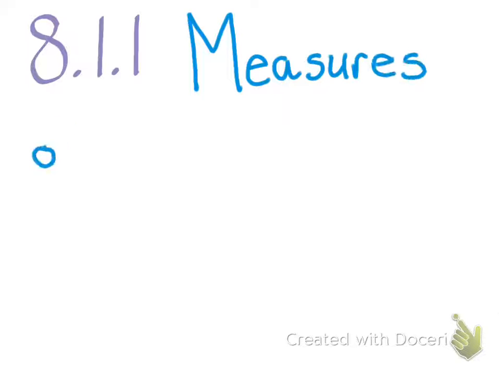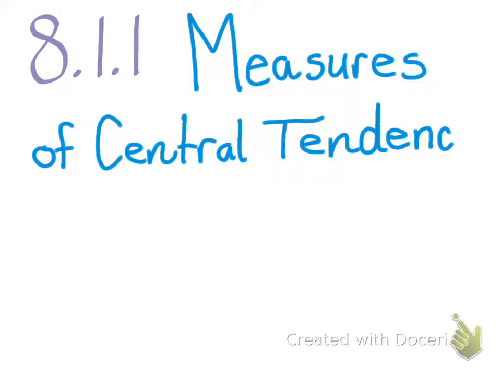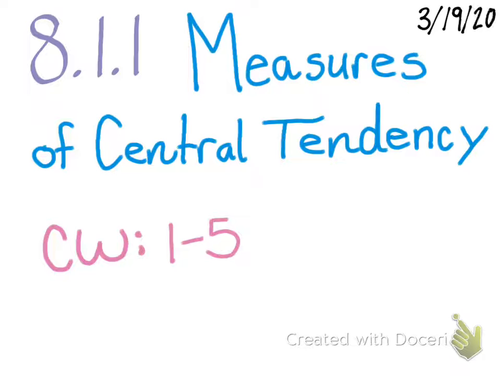But today we get to do our very first lesson. So it's 8.1.1, Measures of Central Tendency. Make sure that you set up your journal with 8.1.1 and then the title. Include your date in the upper right-hand corner. And we are doing numbers 1 through 5 today.